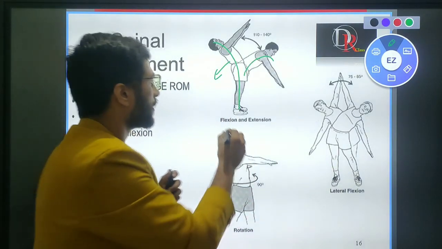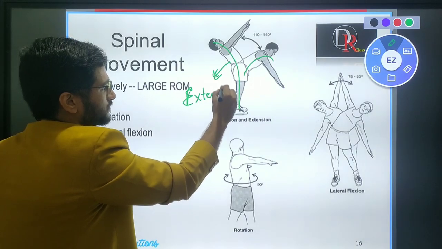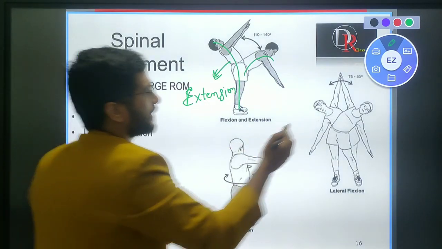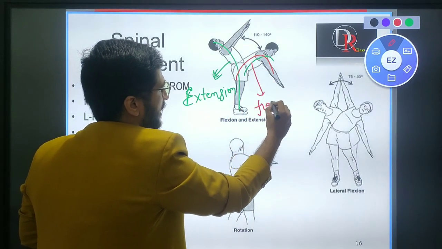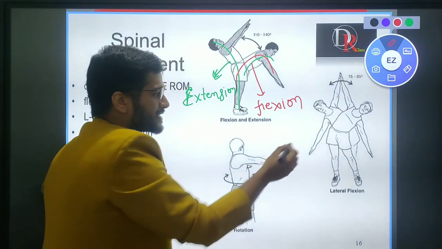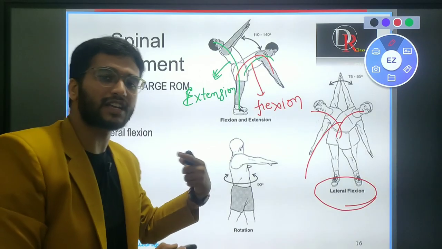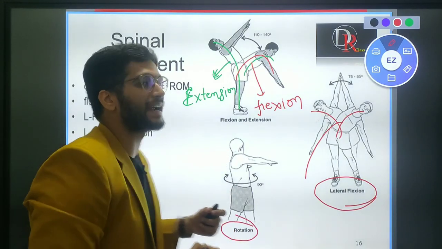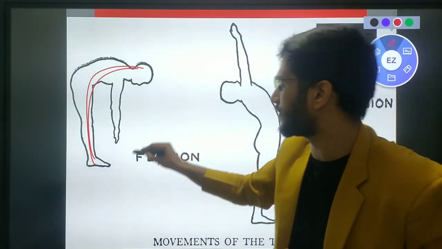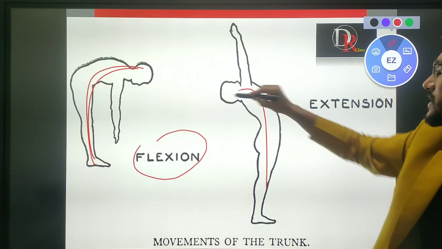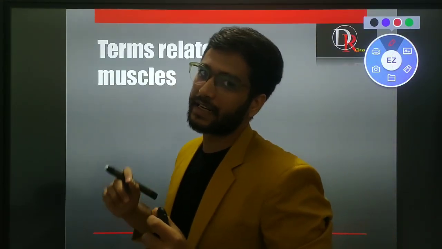Okay, so bending backward is known as the extension, and bending forward is basically known as the flexion. Bending sidewise is known as lateral flexion, and the rotation sidewise is known as the lateral rotation of the back. So bending forward is flexion, and bending backward is extension. Let us see the terminology related with the muscles.